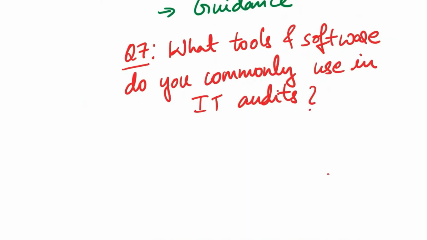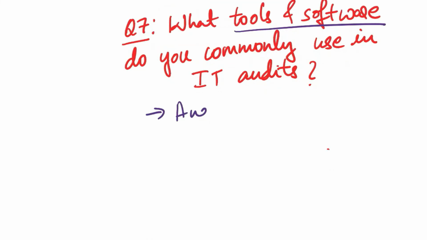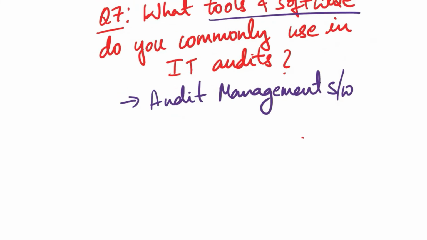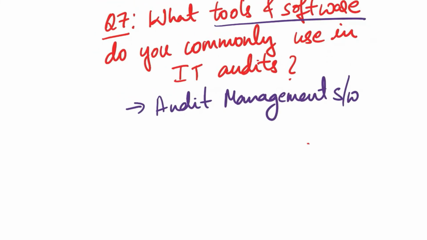Next question is, what tools and software do you commonly use in IT audits? First, audit management software. This type of software helps auditors plan, schedule, and manage audits efficiently. It also facilitates the tracking of audit findings, recommendations, and action plans. Popular audit management software includes Teammate, ACL, and Workiva.